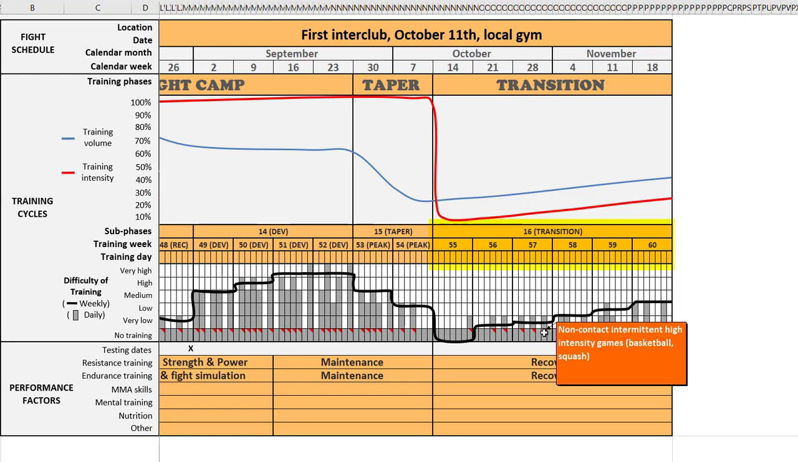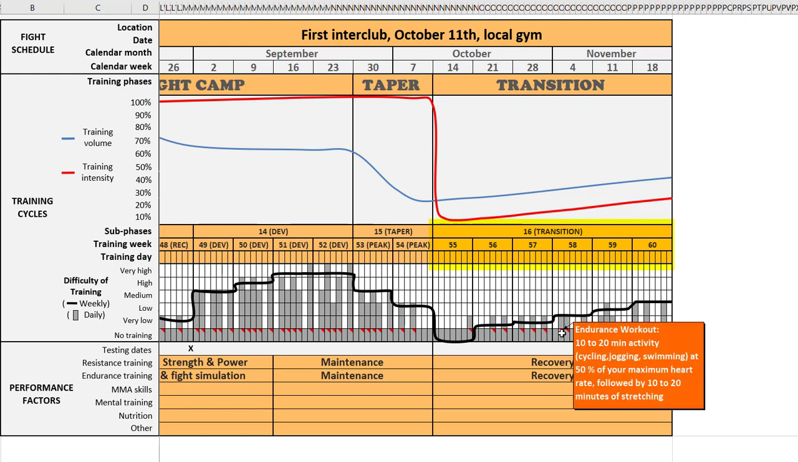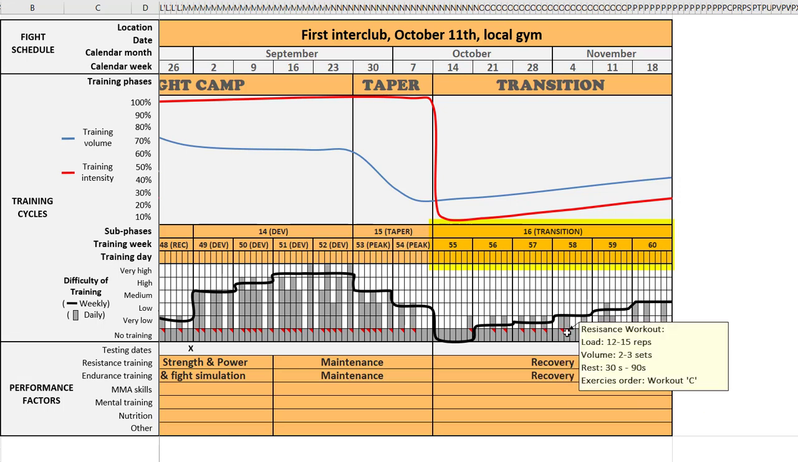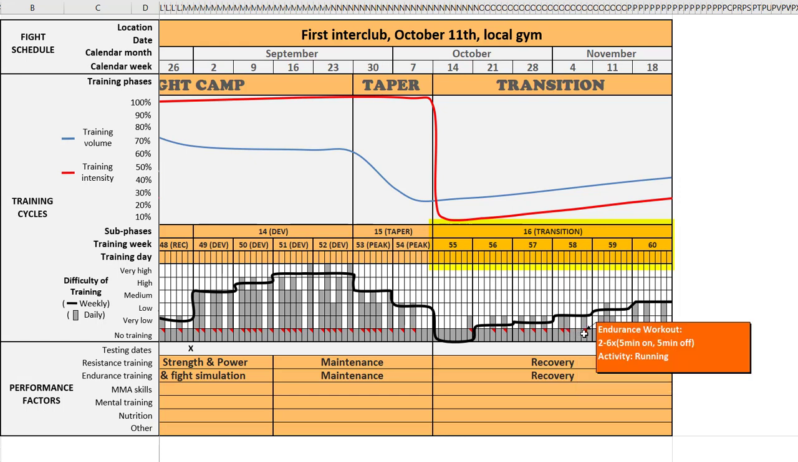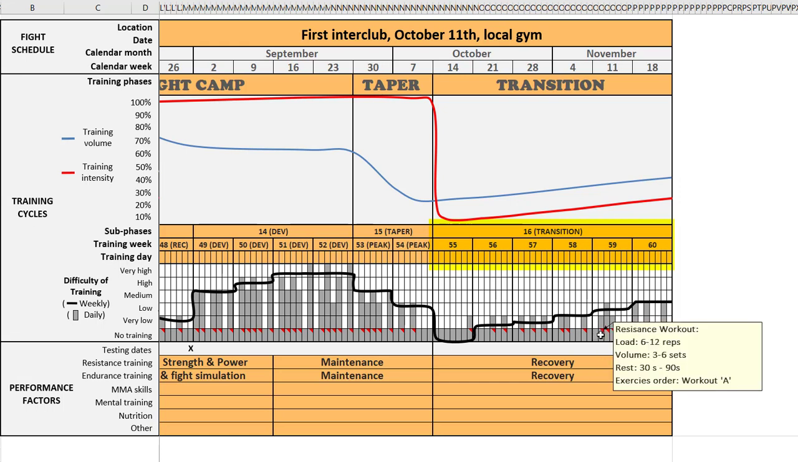Some non-contact intermittent high intensity effort. Maybe this fighter liked basketball, so that's what they did. And back to a whole body endurance workout, resistance workout, muscle endurance. And we're slowly building intensity as we go through this transition period. So here we have our first incorporation of an endurance workout, an interval training workout. We're working with 5-minute intervals, which, if you recall, that's what we were using at the very beginning of this fight plan. We want to make sure that we're building intensity as we move through this transition to get us ready for the next fight plan.